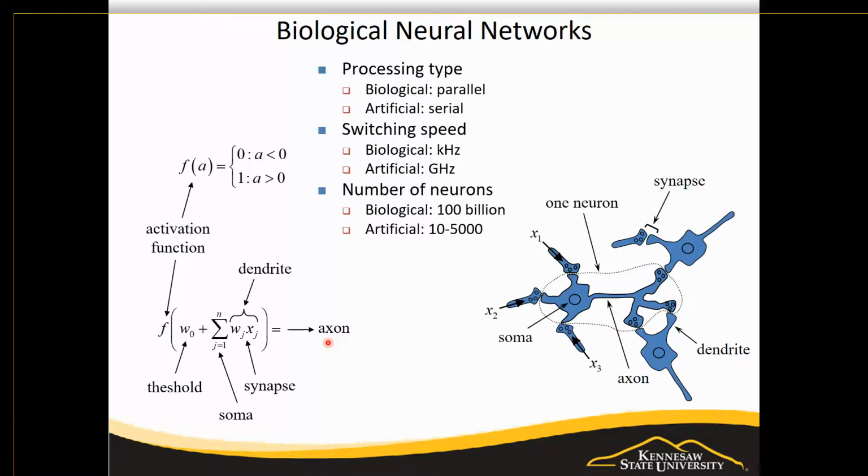Because if you look at the switching speed, those signals being sent in the brain are only going on about the kilohertz speed, where on a computer we've got gigahertz. We're like, well, we're thousands of times faster on a computer. How come we're not doing things better than what's in the brain? And I think it's coming down to that parallel stuff. The other thing, too, is the number of neurons. In our brains, we have as many as 100 billion neurons in there.